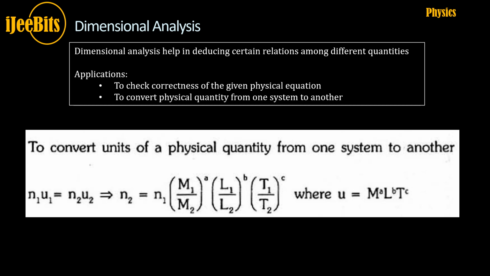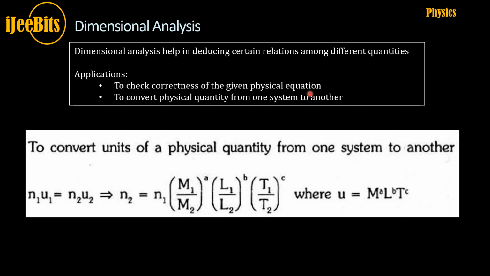So now we are doing all these things, but why? What is the secret behind dimensional analysis? There should be an application, right? Dimensional analysis helps in deducing certain relationships among different quantities. That's what we are trying to get at. The application here is to check the correctness of a given physical equation. You have the equation of a physical quantity, but we don't know the correctness of the dimension for each and every term which participated in the equation, right? So this basically helps you.